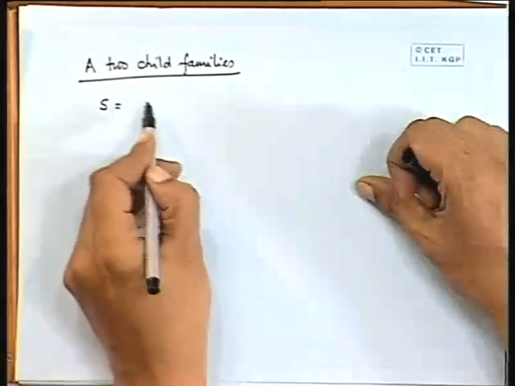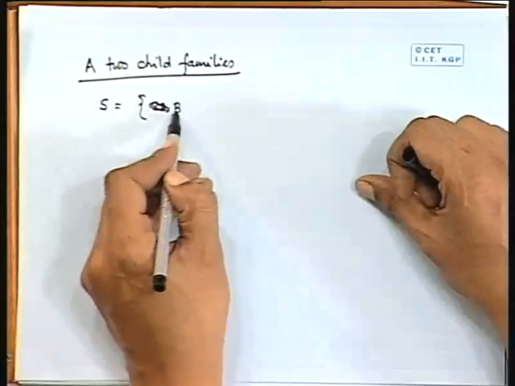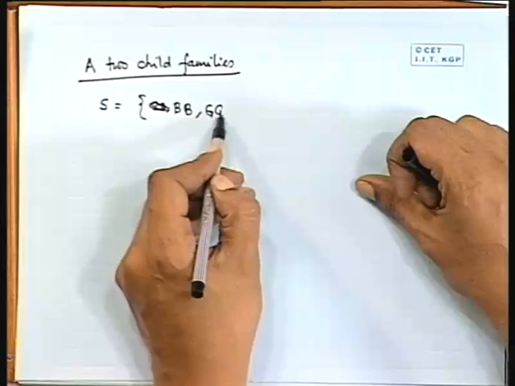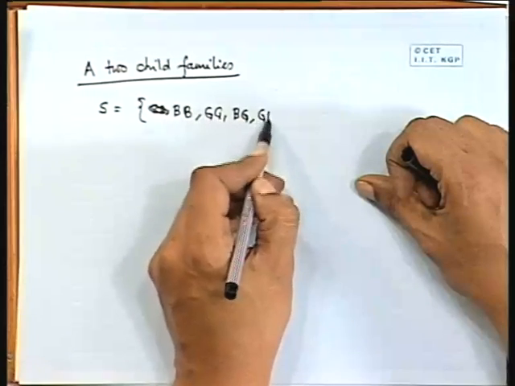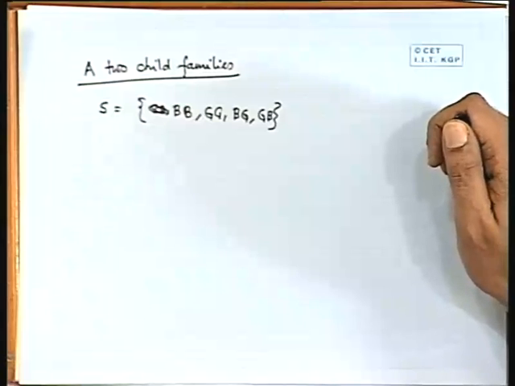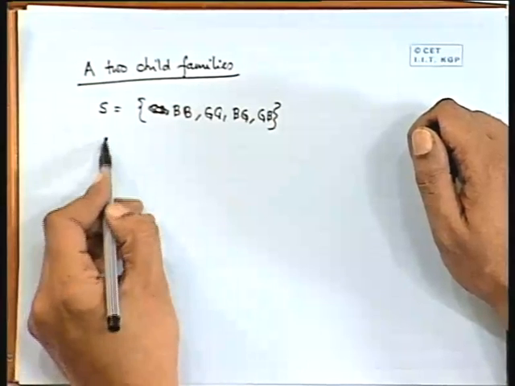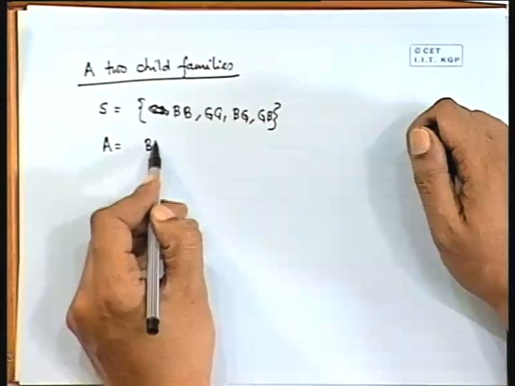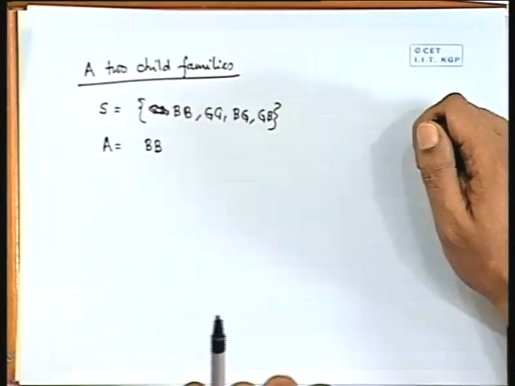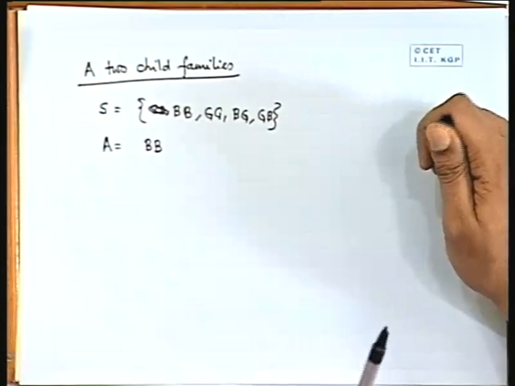Right? So, obviously, because what is my sample space? It is BB, GG, BG and GB. These are the events that can occur. Now, of this, what is A? A is GG. Now, from this, how can we say that it is 1/4? Yes, he's saying 1/4.